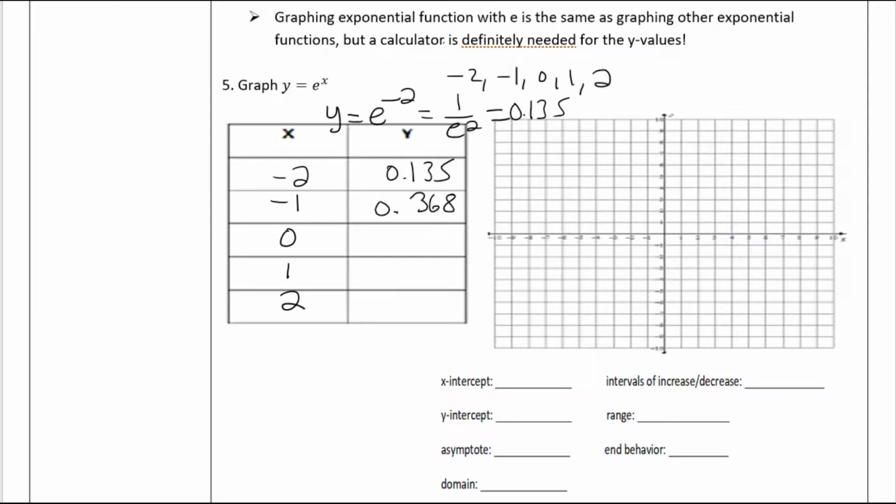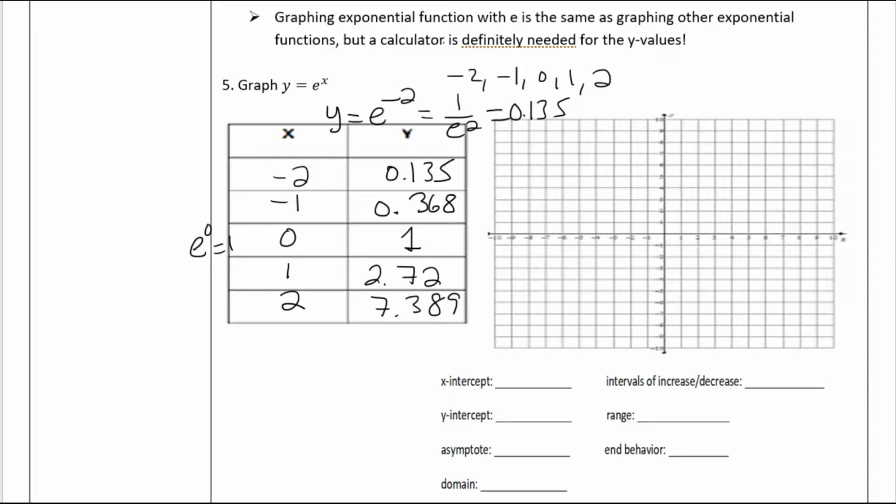So e to the -1 is 0.368. e to the 0, remember, anything to the 0 power is 1. So if I do e to the 0, that'll just give me 1. e to the 1 power, well, we know e is 2.71828, so I'm just going to round it to 2.72. e squared is 7.389. All right, actually, yeah, I could leave it like that.